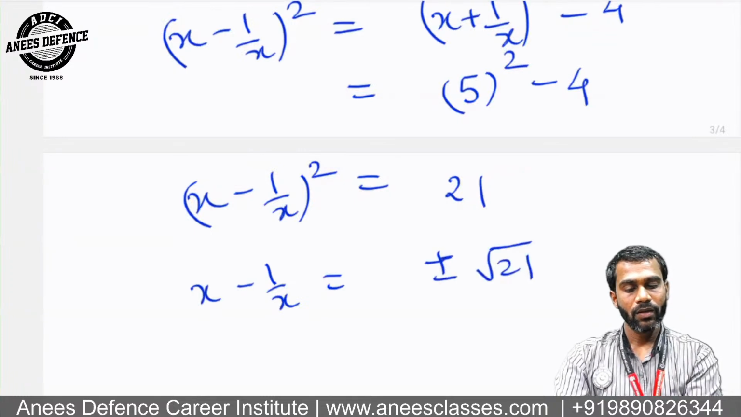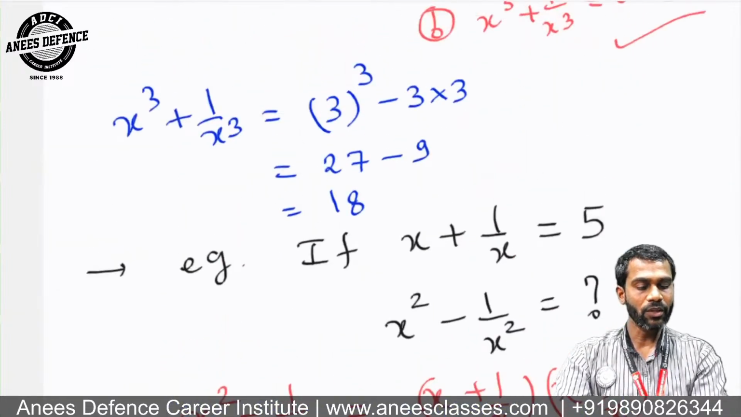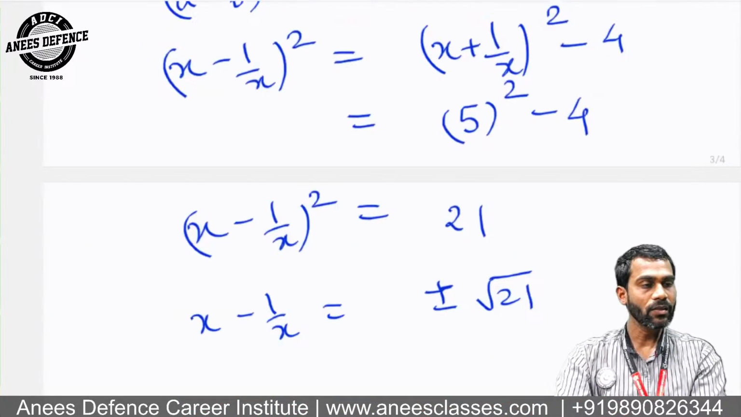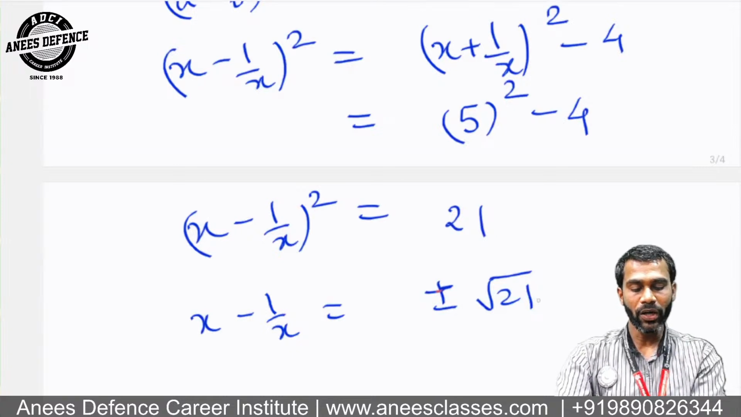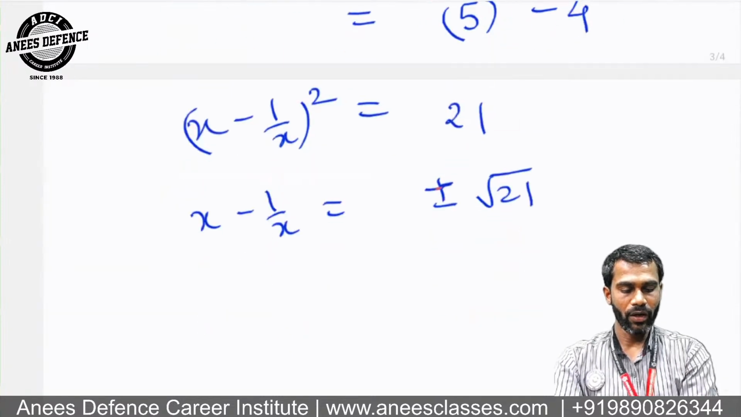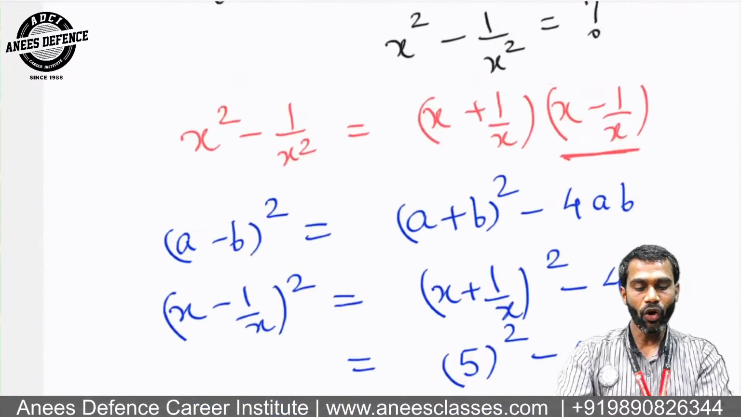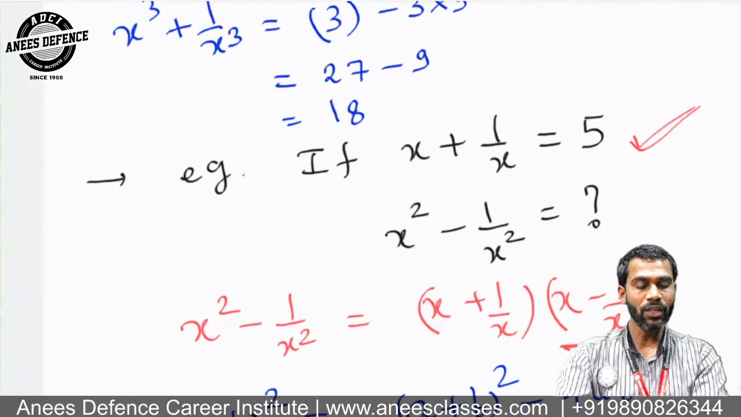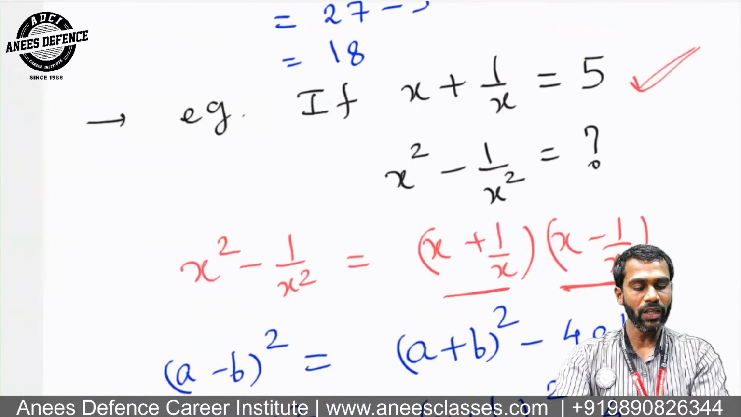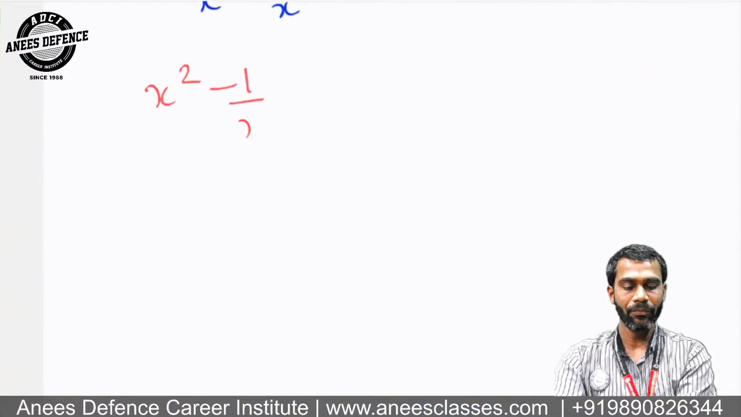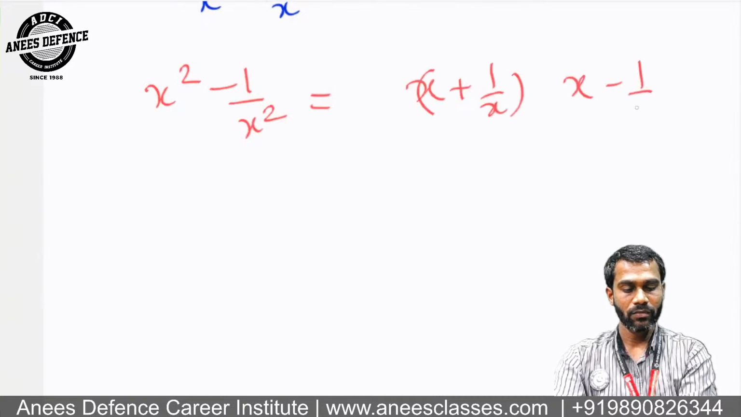Yes or no? Since, if you notice here, x plus 1 by x is equal to 5. It means x is positive. Yes or no? X is positive. So x minus 1 by x could be either plus root 21 or minus root 21. Okay. Now, we have got the value of x minus 1 by x, isn't it? And we already know the value of x plus 1 by x. Now just put both the values in this equation, equation number 1. So we will be getting x square minus 1 by x square is equal to x plus 1 by x into x minus 1 by x.